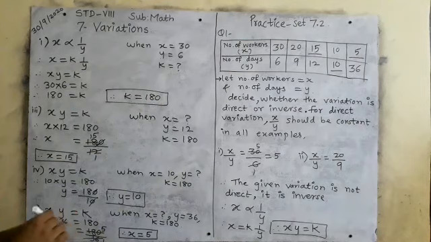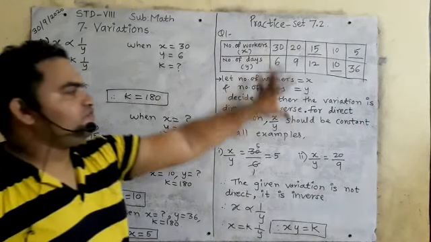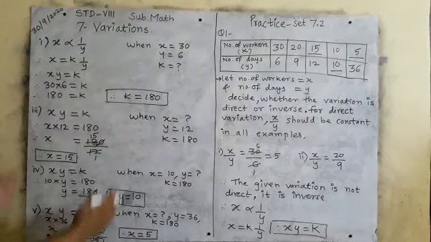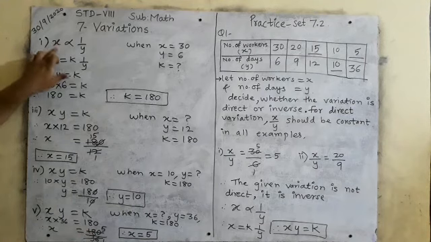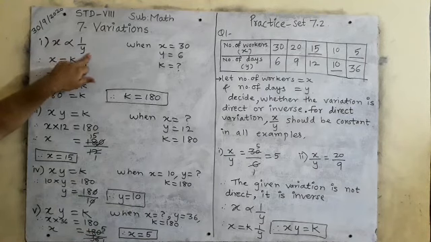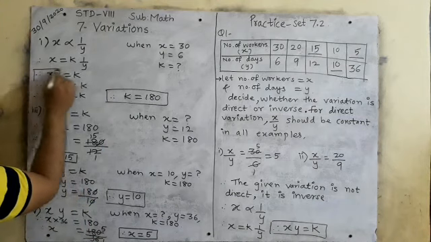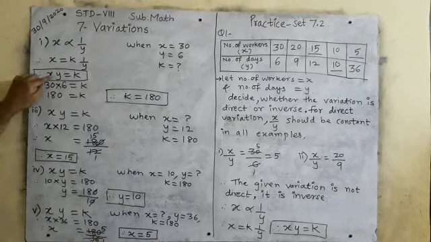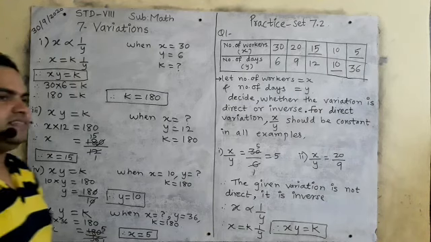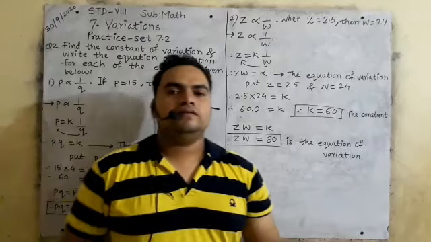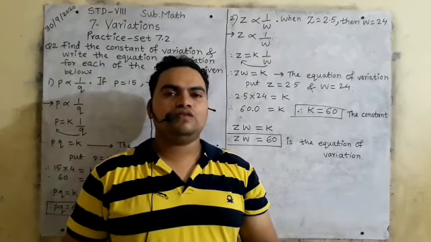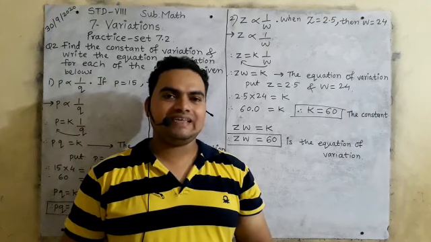See, by using this information we have solved this. We have used here x is inversely proportional to y, which gives this. This is very much important. xy is equal to k means inversely proportional. Then further we have used it like this. We have to solve like this. It is very easy. So dear students, now we will see question number 2 of practice set 7.2.